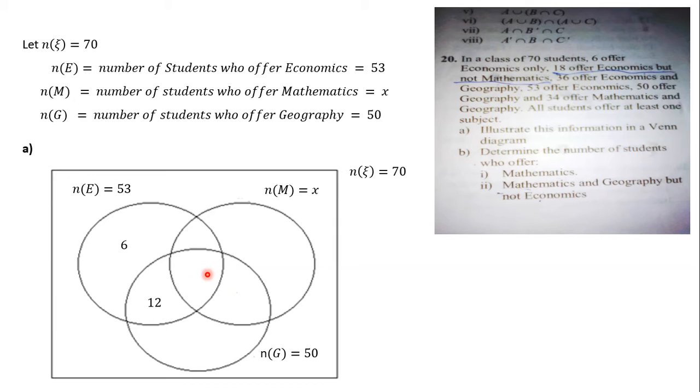So when we do that subtraction, we'll now get 24. Now let's add 24 plus 12, what is it? 36. That is 36 offering both economics and geography according to the statement. So now let's move on. We are told that 53 offer economics, we have already represented that. 50 offer geography, I've also done that already.